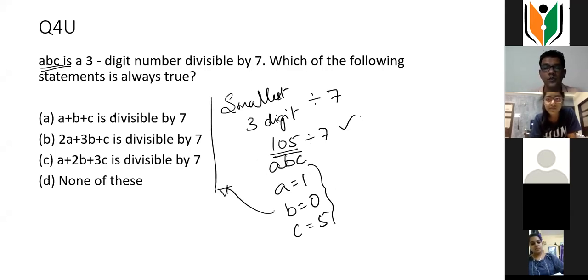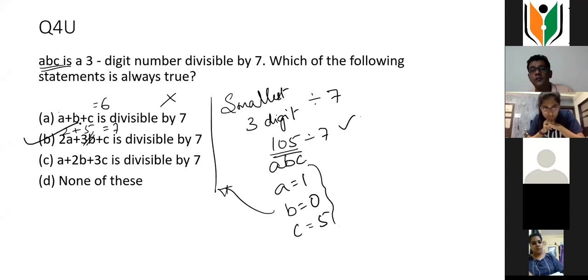Check. A is 1, B is 0, C is 5. 1 plus 0 plus 5, the sum is 6. Is 6 divisible by 7? Absolutely not. Second option: 2 into 1 is 2, plus 0, plus 5, that's 7. Is 7 divisible by 7? Yes.